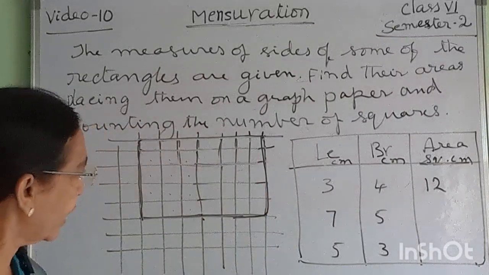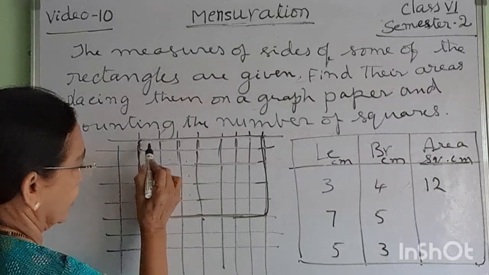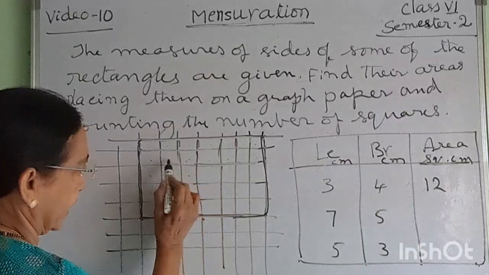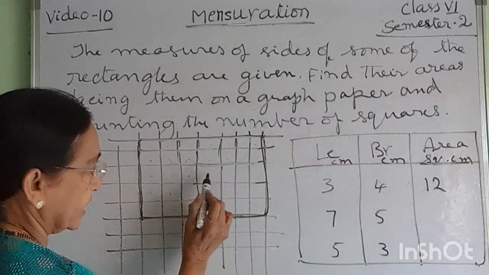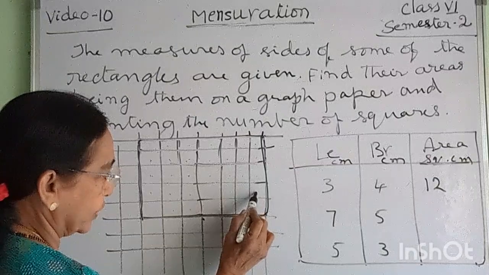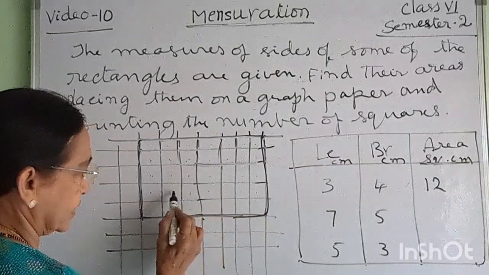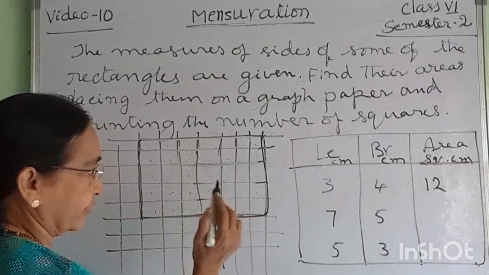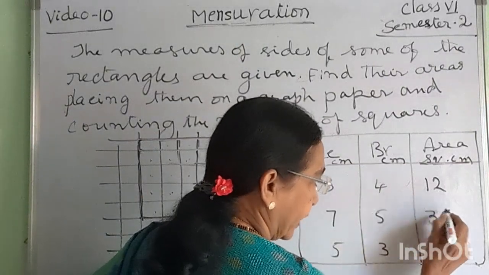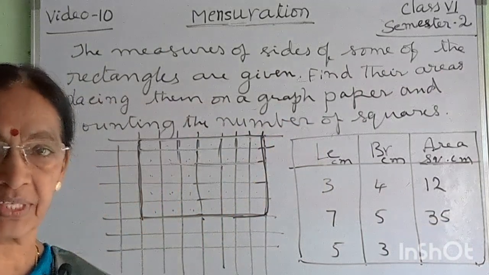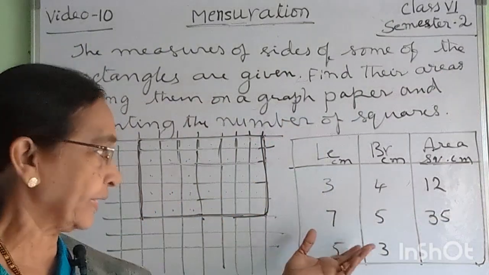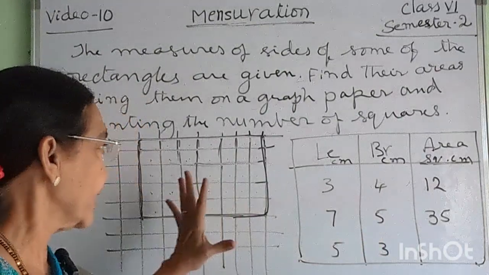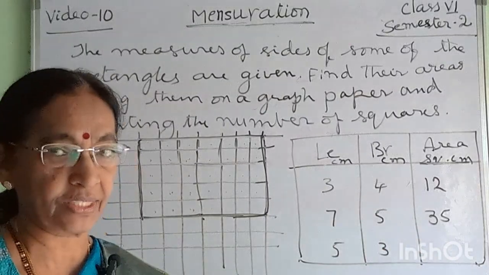I will count the number of squares: 1, 2, 3, 4, 5, 6, 7, 8, 9, 10, 11, 12, 13, 14, 15, 16, 17, 18, 19, 20, 21, 22, 23, 24, 25, 26, 27, 28, 29, 30, 31, 32, 33, 34, 35. So by counting the number of squares on the graph sheet, when placed the rectangle having length 7 centimeters and breadth 5 centimeters, the area is equal to 35 square centimeters.